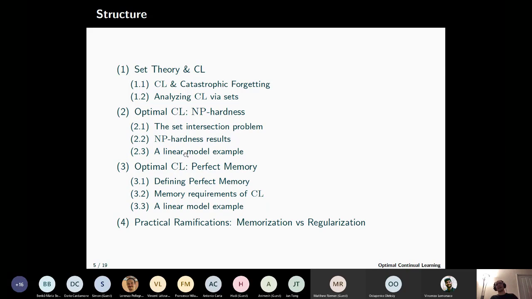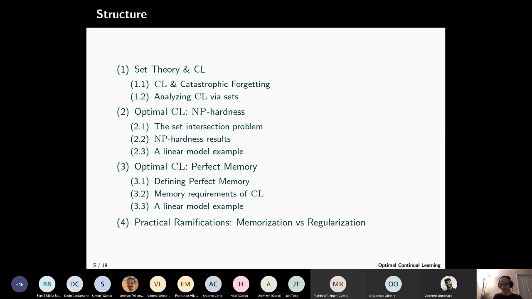And the second part is the perfect memory result, which is actually, in my mind, more interesting because it's more practically relevant for a lot of the continual learning algorithms that are being designed. And here, the idea is to show that for each class of parameters that would give you the same input-output relationship, you have to store at least one of these in order to not suffer catastrophic forgetting. And of course, we need to define perfect memory first and all that, but we'll get to that.